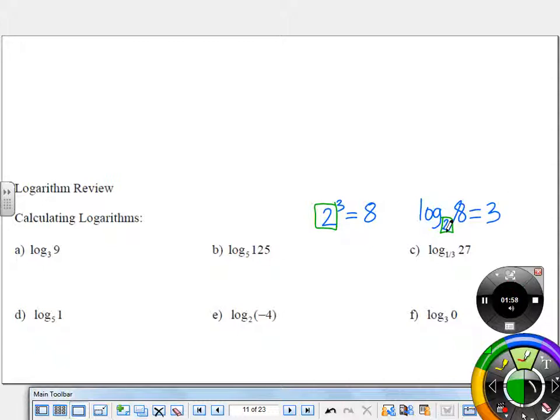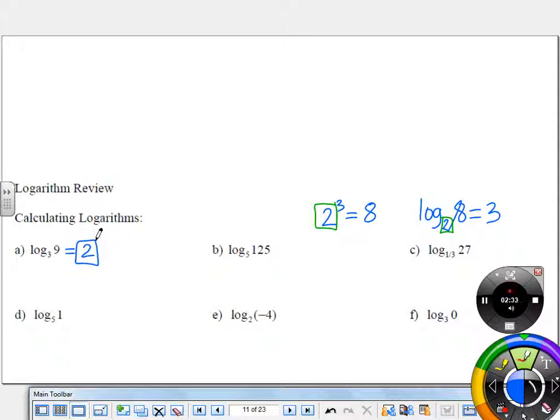So a logarithm is like a question. Which exponent do you put on this base to get this result? In other words, what exponent do I put on base 2 to get 8 as a result? And then the answer is 3. Okay, so first question: log base 3 of 9. It's really asking you, what exponent would you put on 3 to obtain 9? 2. So my answer is 2.